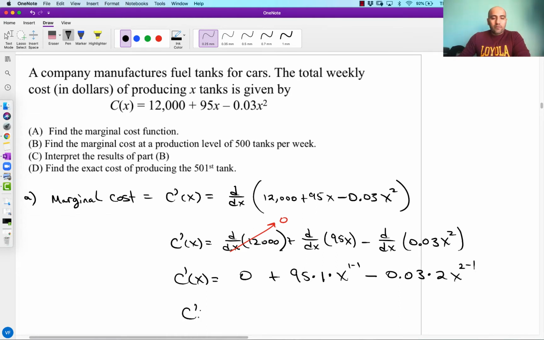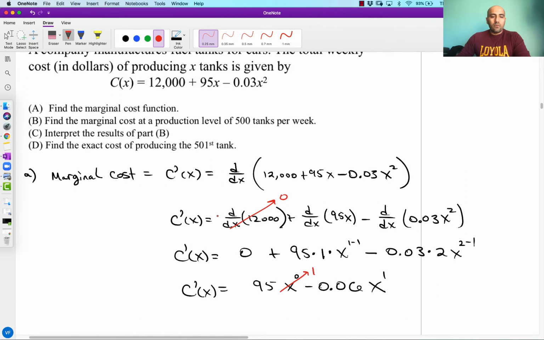Right? Okay, so the first derivative will be equal to, well, that's just a 0, I can get rid of it. That's 95, x to the power of 0, 1 minus 1, minus 0.03 times 2, okay, well that's 0.06, x to the power of 1. And now x to the power of 0 is just going to be equal to 1.